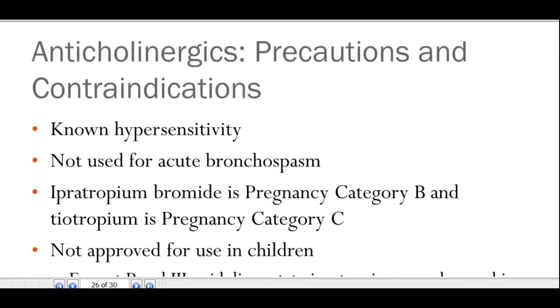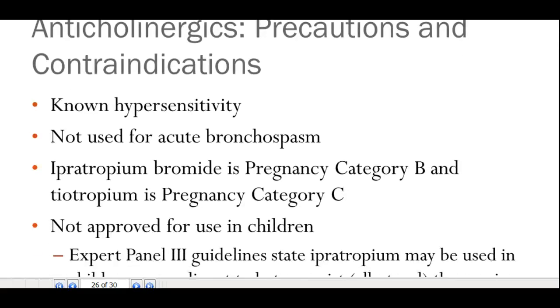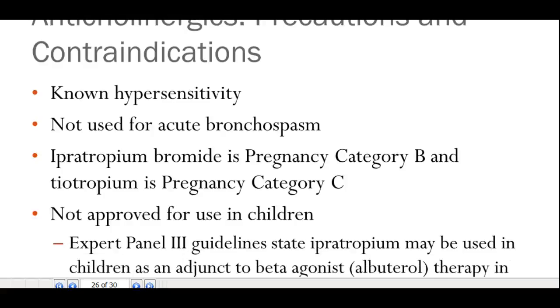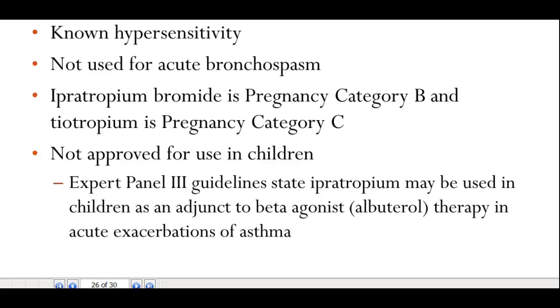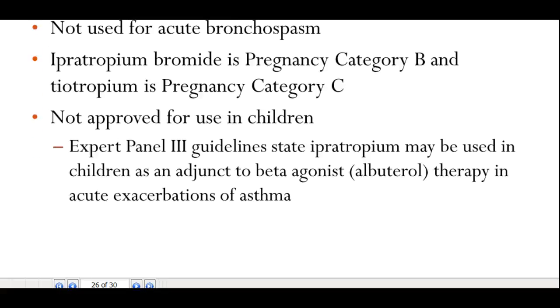Okay, so anticholinergics, precautions and contraindications. And of course, not for an acute bronchospasm. This is a maintenance drug. You wouldn't use it if you knew somebody had a problem with it. You're always going to look at your Expert Panel 3 guidelines. Atrovent can be used in children, and I believe it's over 4.